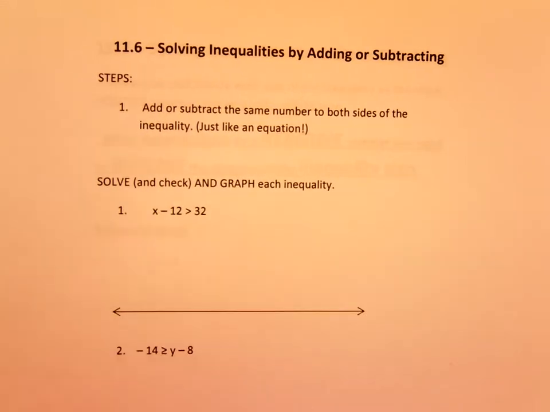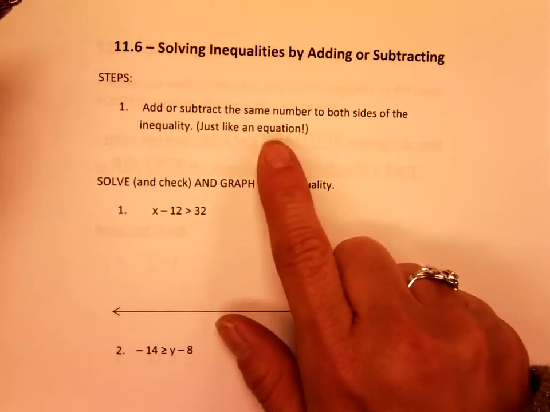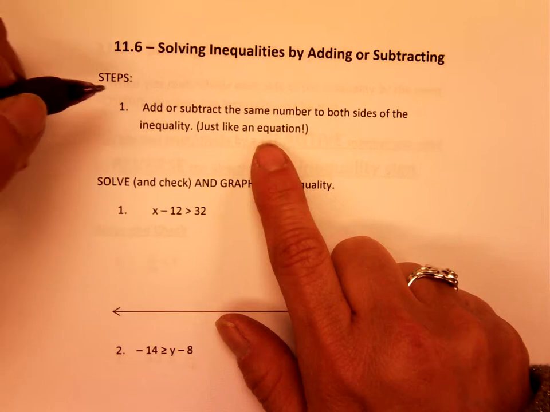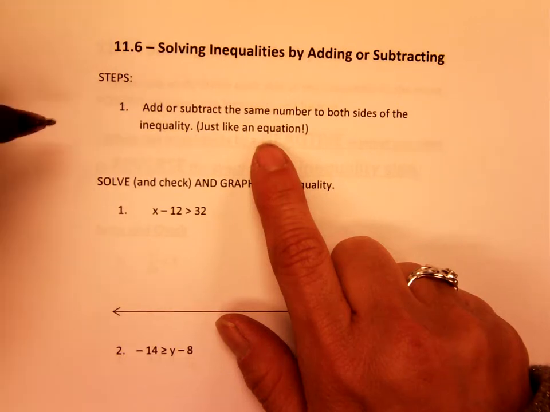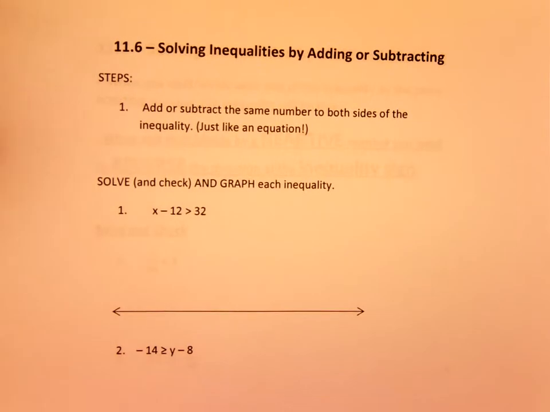Today's lesson is 11.6, solving inequalities by adding or subtracting. Step 1 is to add or subtract the same number to both sides of the inequality, just like an equation. The only difference is that instead of an equal sign, it will have a symbol: greater than, less than, greater than or equal to, or less than or equal to.